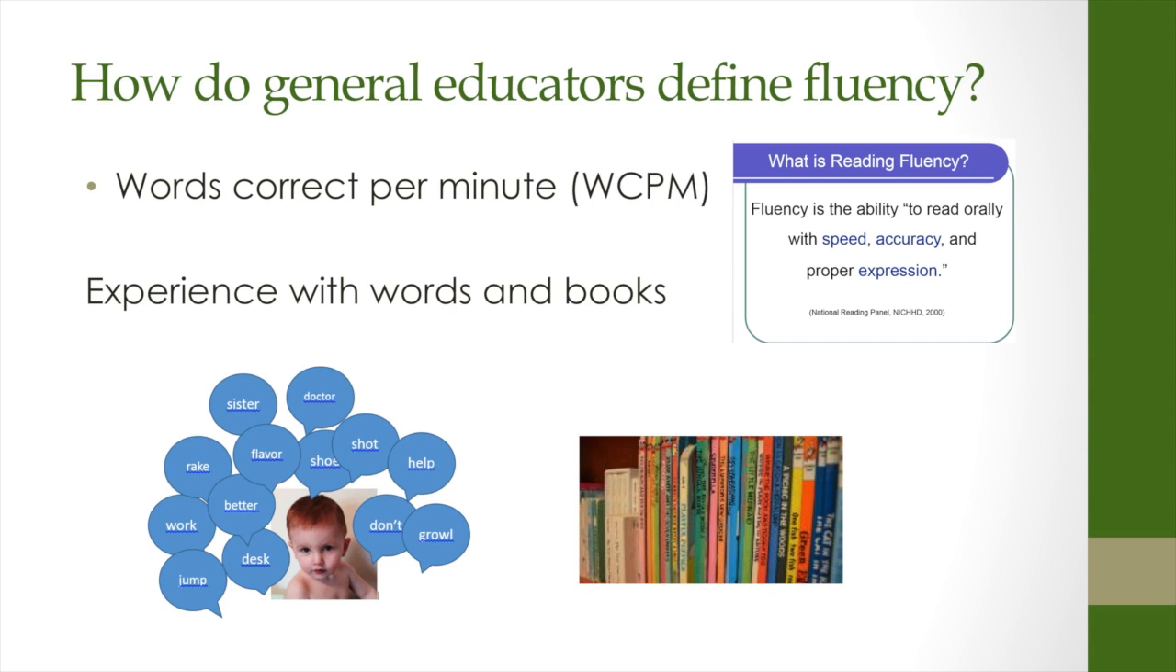General educators define fluency as the ability to read orally with speed, accuracy, and proper expression. They tend to measure fluency by counting words correct per minute. As you know, hearing children acquire words because they are bathed in them daily, starting in the womb, and they are exposed to books and print matter long before they come to school. They start the process with a language base that deaf and hard of hearing children do not have.